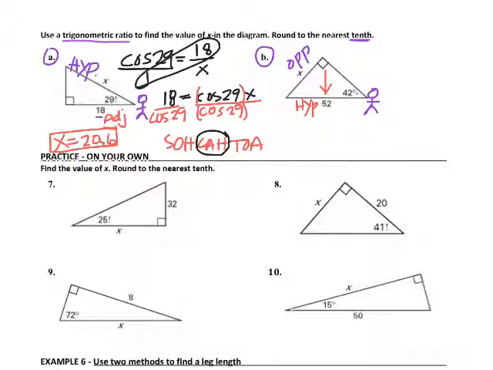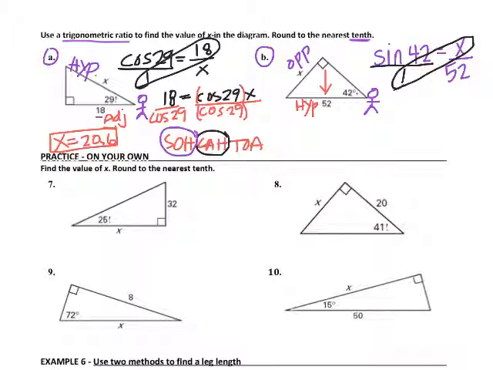So remember back to our abbreviation, O and H, those are for the sine. So I'm going to do sine 42 is equal to the opposite side, which I do not know, over the hypotenuse, which I do know. And now I'm going to put this over 1, and I'm going to cross multiply.